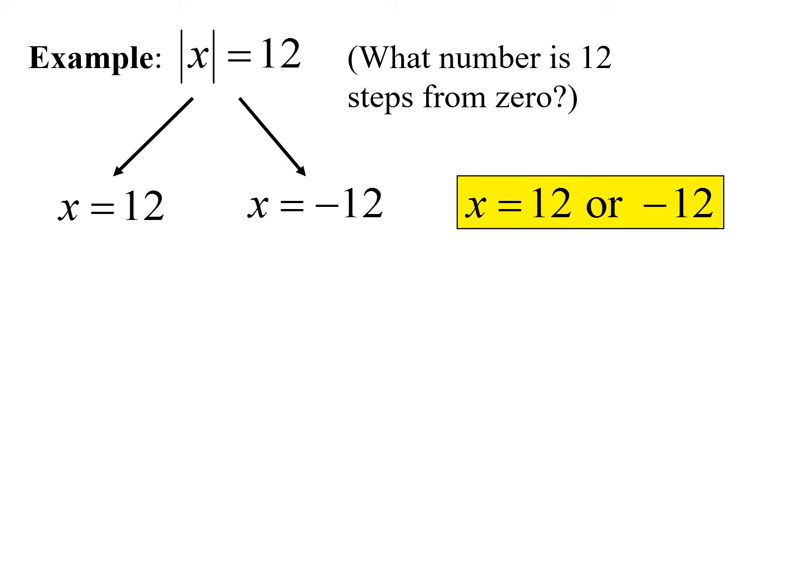If I plug in 12 for x, I have the absolute value of 12 equals 12. That is true. 12 is 12 spaces away from 0. If I plug in -12, the absolute value of -12 is 12. It's just 12 spaces away from 0 in the opposite direction.